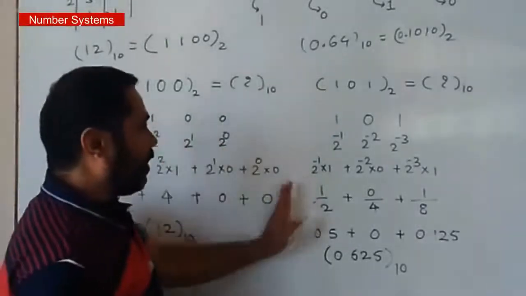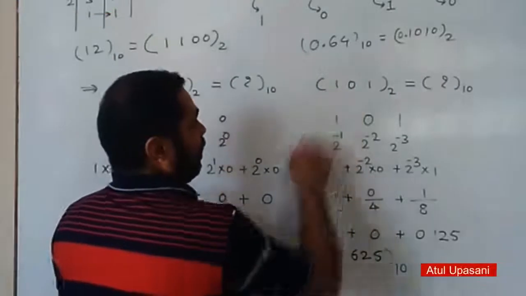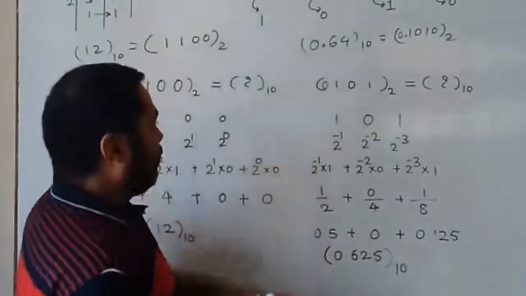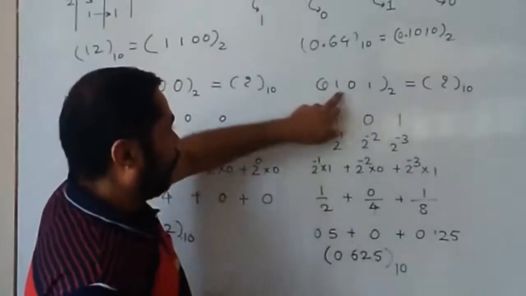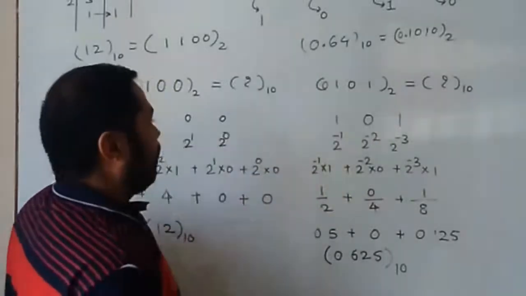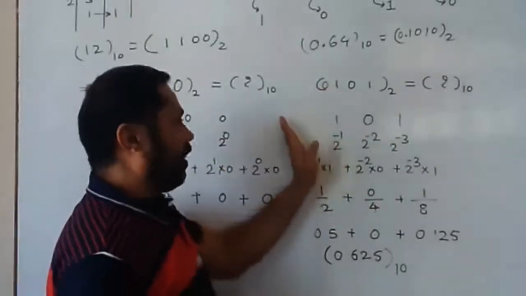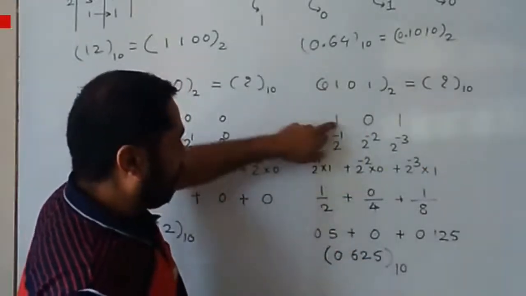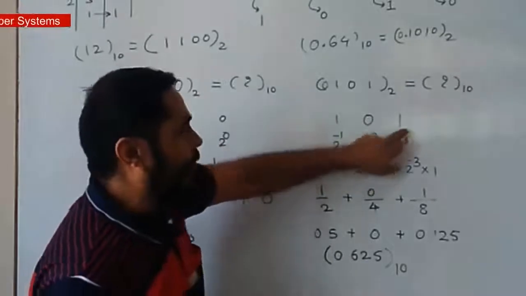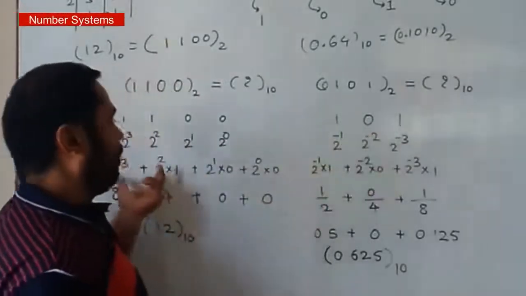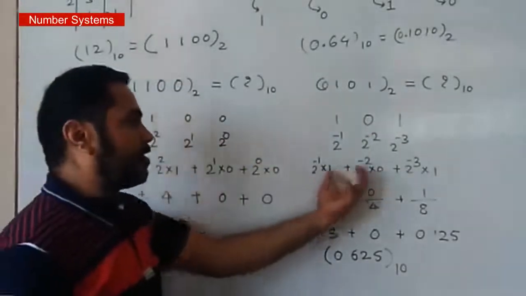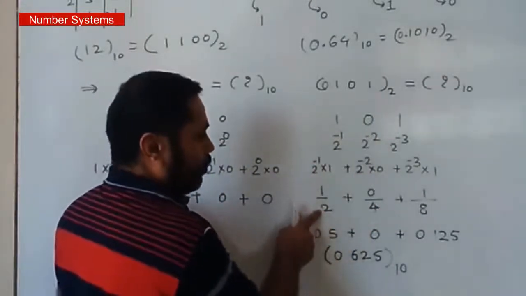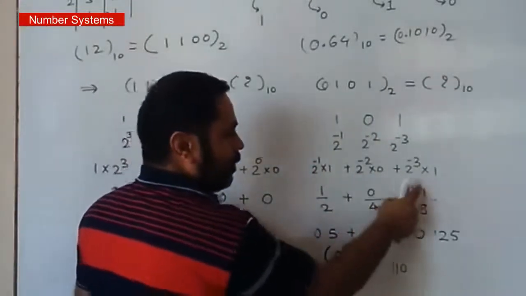Now for the fractional part, let us take an example. This is the binary point and this is the fraction. So 101. Here the unit places after the binary point towards the right hand side will be 2 raised to power minus 1, 2 raised to power minus 2, 2 raised to power minus 3. In the same way as we multiplied and then added the multiplications, the same thing is done here. So here it will be 1 by 2 plus 0 by 4 plus 1 by 8.